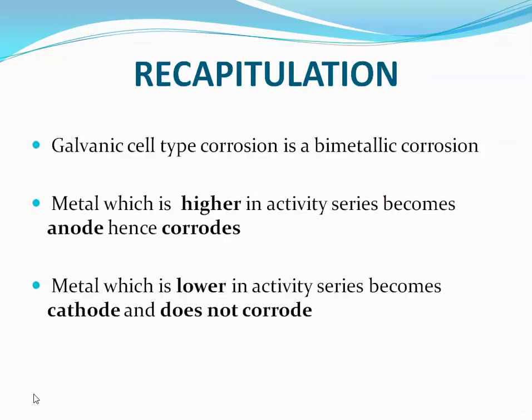Let us revise what we have done today. Galvanic cell type corrosion is a bimetallic corrosion. It happens when two metals come together. The metal which is higher in the activity series becomes the anode and corrodes, while the metal which is lower in the activity series becomes the cathode and does not corrode. What we should keep in mind is that only the anodic metal corrodes.